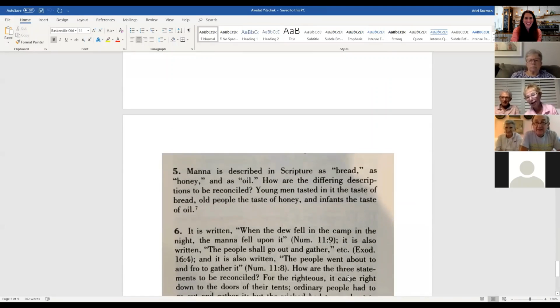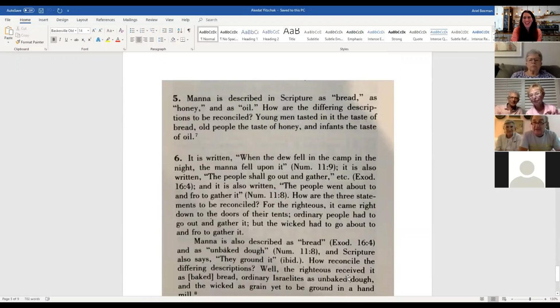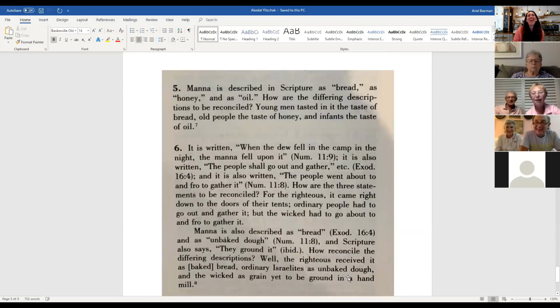Let's see. I'm getting hungry reading this. All right, so there's two different midrashim I wanted to share. So the first one is, manna is described in scripture as bread, as honey, and as oil. How are the differing descriptions to be reconciled? Young men tasted it in the taste of bread, old people the taste of honey, and infants the taste of oil.